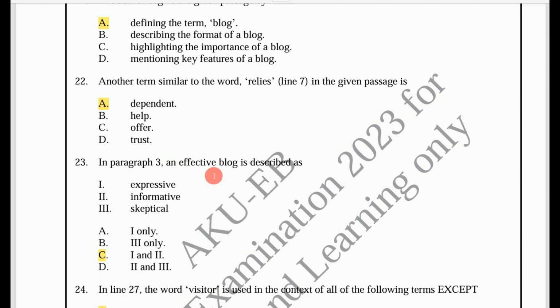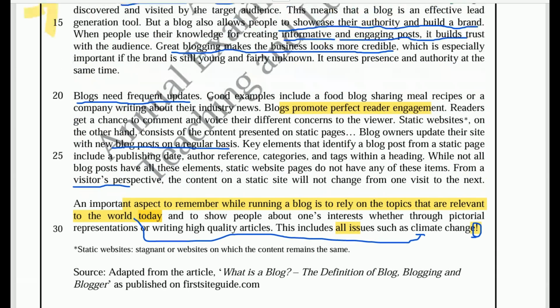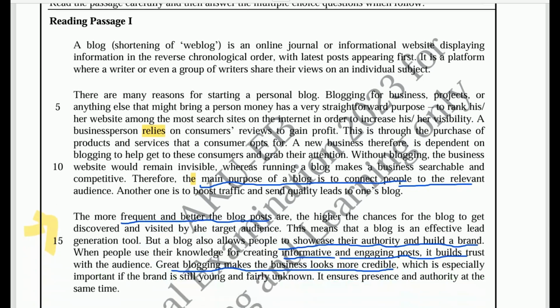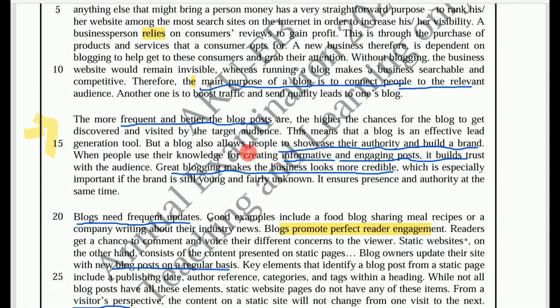In paragraph 3, an effective blog is described as. We will skim paragraph 3 for effective blog. This is paragraph 1, this is paragraph 2, 2 is the lengthy one, and this is paragraph 3. So we will skim this paragraph to get an idea what effective blogging is about. An effective blog is the one that is frequent, you post there frequently, right? First idea is this one.